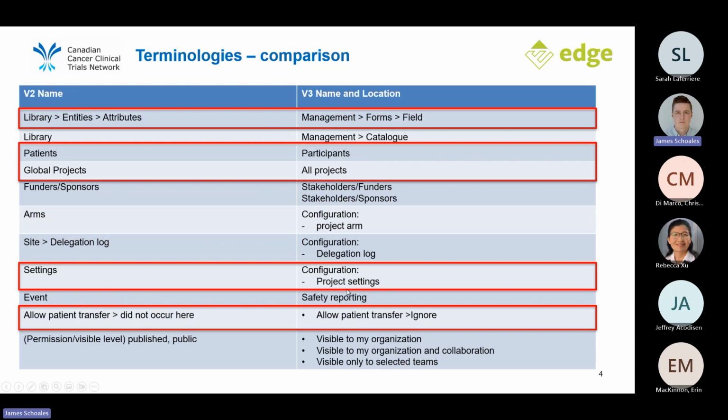Settings is now under configuration and project settings. So if you're clicking to allow patient transferring to skip some patient status steps, this is now located under the configuration tab. I will be going over a live demonstration of all these changes at the end of the presentation. So I'll just go through all the main changes and their screenshots and then go through a live update as well. And finally, the allow patient transfer, where previously you would have a checkbox that said did not occur here. It'll just be now ignore.